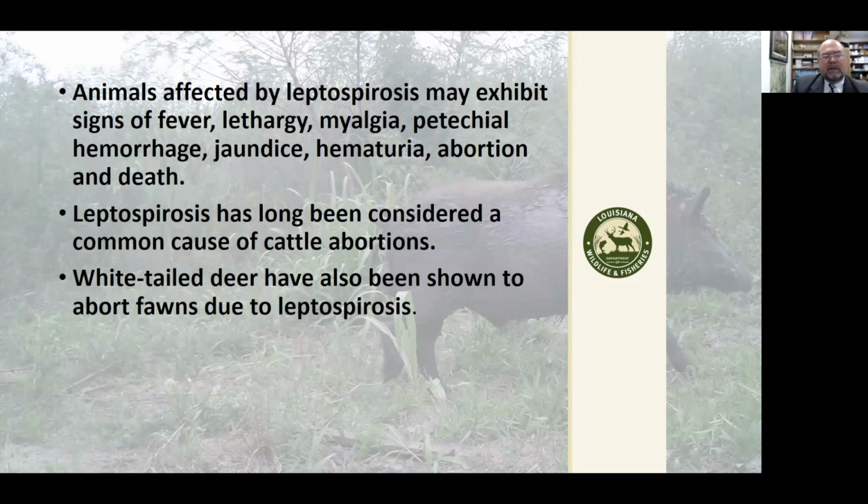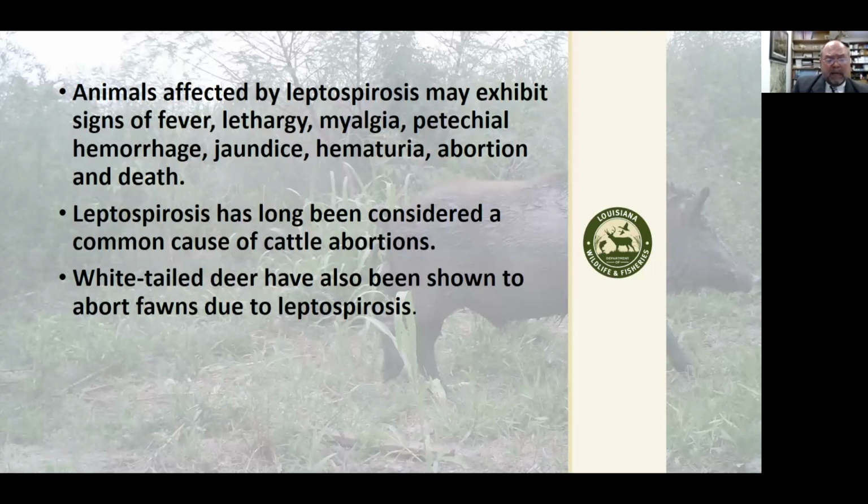So animals that are affected with leptospirosis can get fever, lethargy, they feel bad, they get blood tinged or wine colored urine, they can get abortion and death. So it's long been considered a very common cause of abortion in cattle, especially in the southeast, because there's so much water. It's a waterborne bacteria, and cattle become exposed and abort. We've also seen white-tailed deer that have aborted from leptospirosis as well.